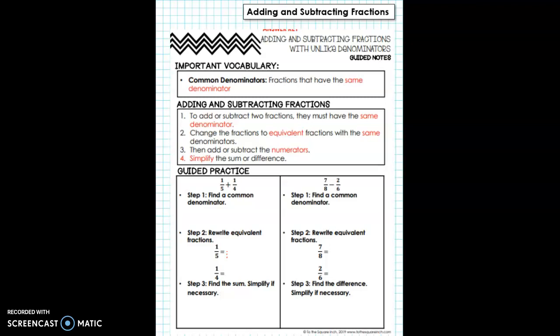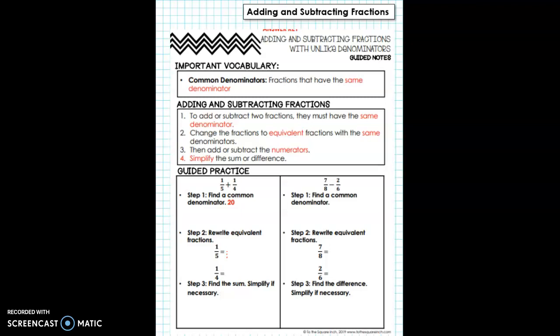Here's 2 sample problems. First, find a common denominator. This is where our least common multiples come in handy. We want the smallest multiple that both 5 and 4 can change into. In this case, our common denominator would be 20. 5 times 4 is 20.